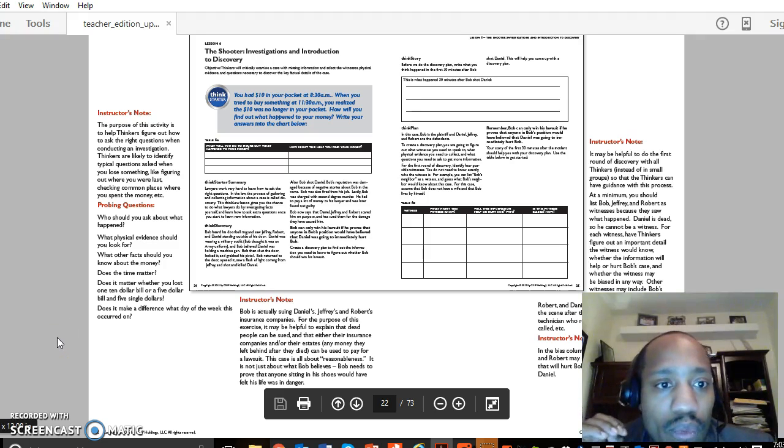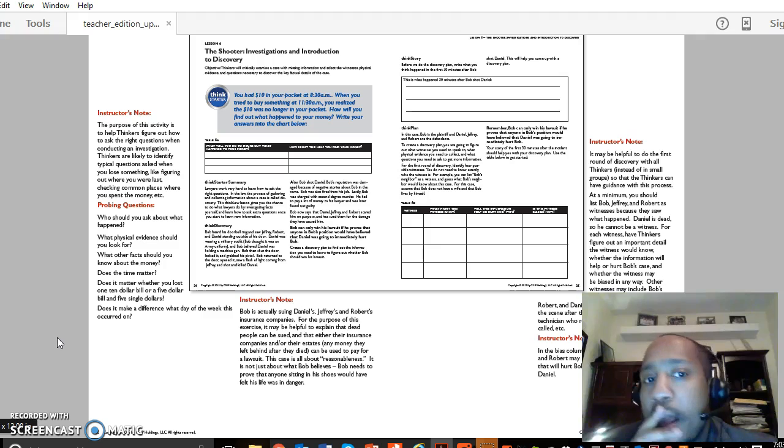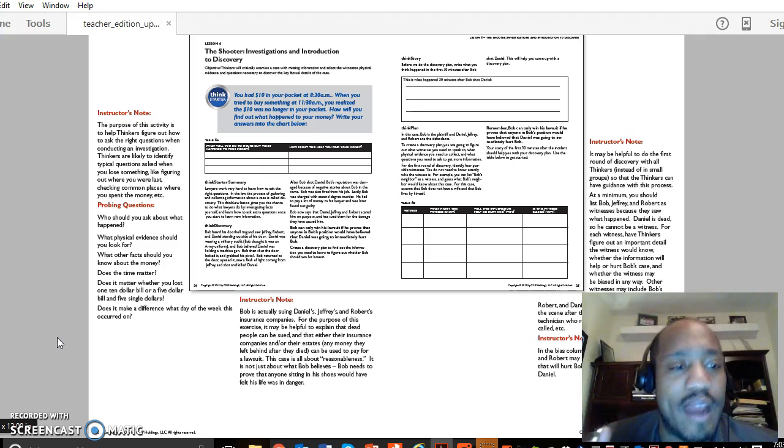When we look at this case, again, we start out with just a basic investigation. You have $10 in your pocket. You realize it's gone 3 hours later. When your thinkers first go through this and they're filling it out on that table, a lot of the answers will be pretty basic. But once you start to push them with probing questions, like who should you ask about what happened? What physical evidence should you look for? What other facts do you want to know about the money?